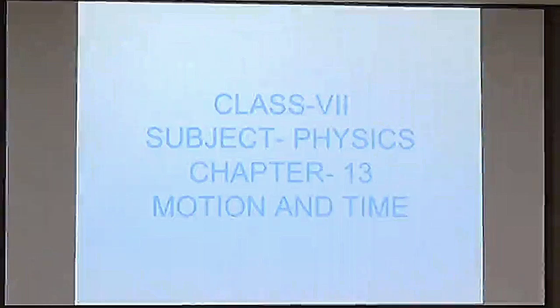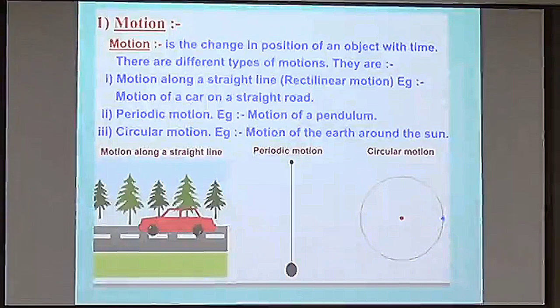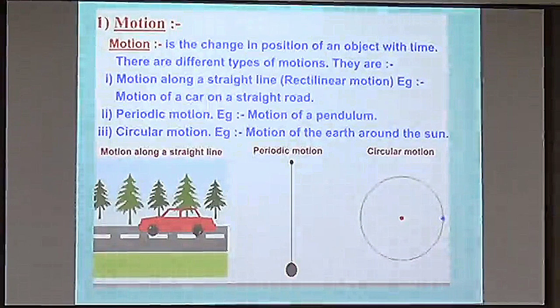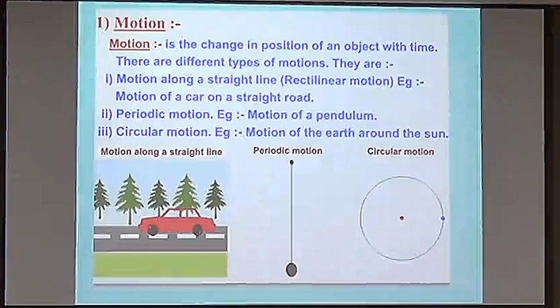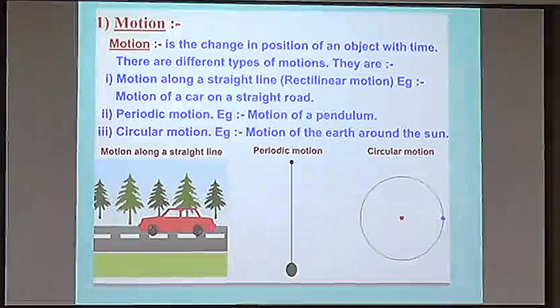Today we are going to study chapter number 13, Motion and Time, from class 7. In this chapter we will study about motion. So what is motion? Motion is the change in the position of an object with time. If the object is changing its position, we say that the object is in motion. The types of motion are rectilinear motion, periodic motion and circular motion.